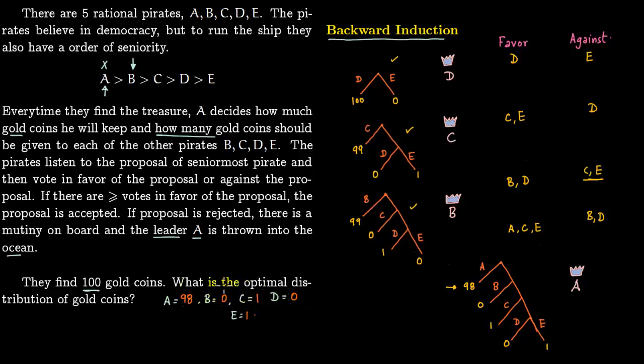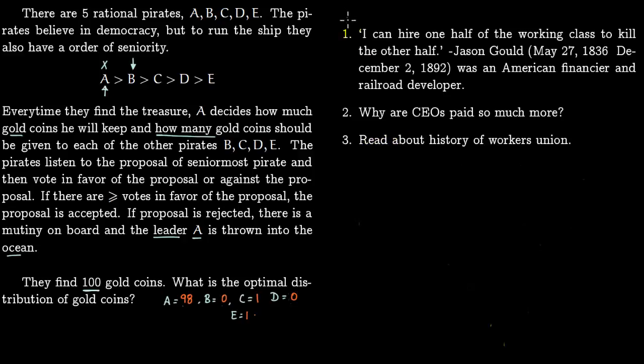Now this game might seem imaginary, but this is highly applicable to the societies we live in. So let us see some applications of this. The first homework is to make sense of this quote: "I can hire one half of the working class to kill the other half." This was said by Jay Gould, an American financier and railroad developer. You need to try to make sense of this quote with this argument right here.